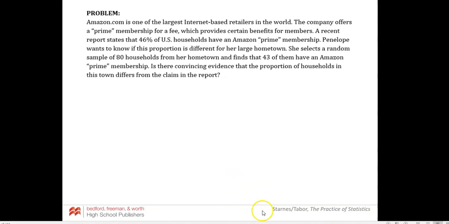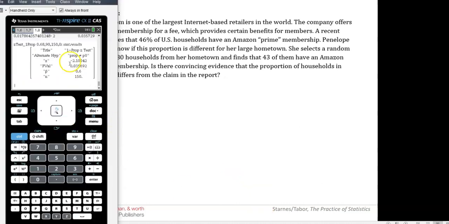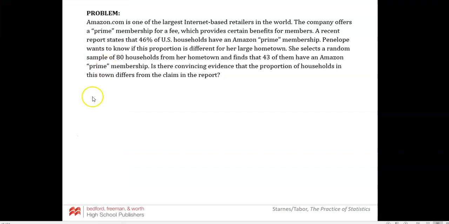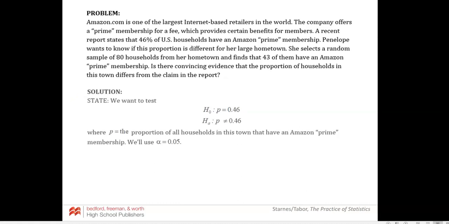Is there convincing evidence? The first thing you might look at is whether it's the same or not. What's 43 divided by 80? In this case, 53%, which is more. But again, it doesn't really matter as long as it's not the same. So we have some evidence to continue checking this. We want to find the null and alternate. It's going to be not equal to. It's a two-sided test in this case.